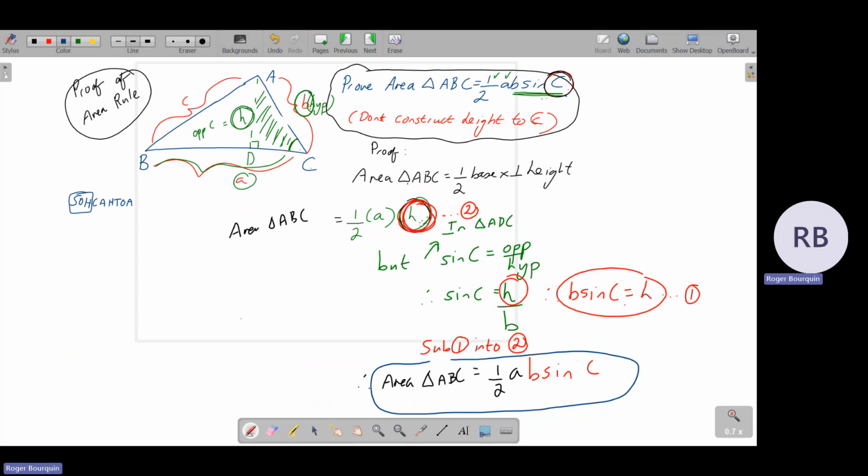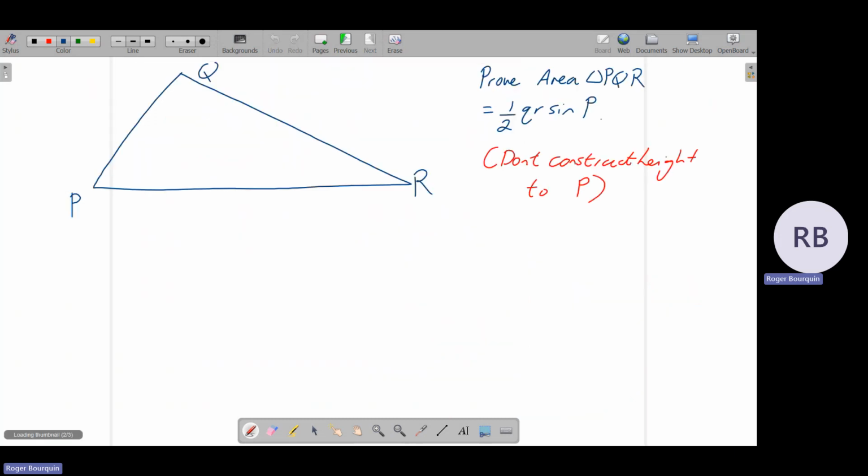All right, I want you now to press pause on this video, and try by yourself, referring back to the previous question. I want you to try to prove that the area of triangle PQR is equal to a half QR sine P. The one hint I'll give you is don't construct your height to P, because P is in the formula, so our perpendicular height is not going to P.